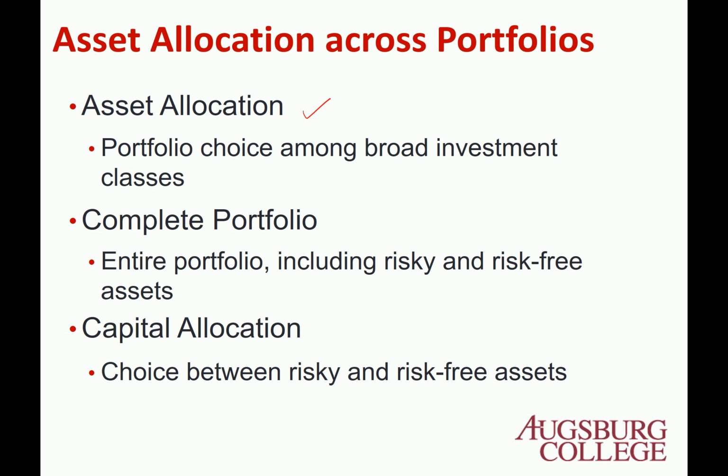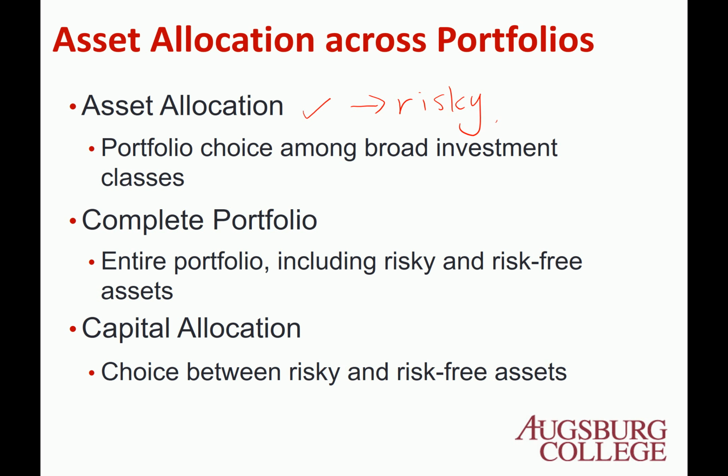Asset allocation is the choice among broad investment classes. This is about the risky portfolio. For the risky portfolio, you may have the bond market, the stock market, derivatives, or real estate, things like that. You choose among those broad investment classes.